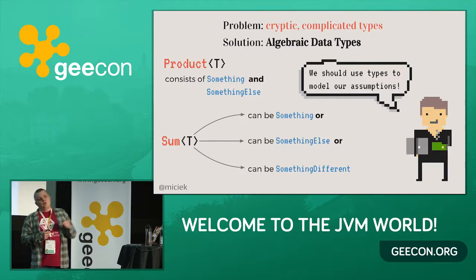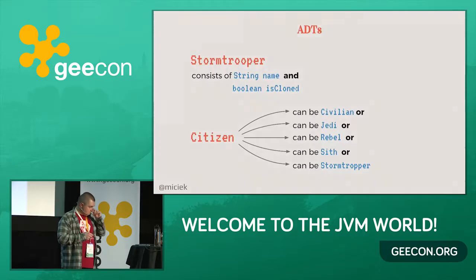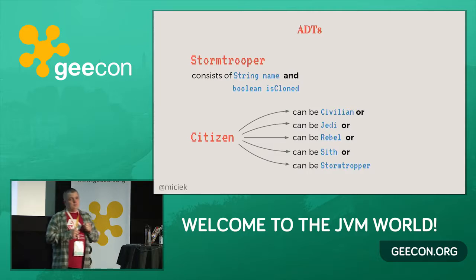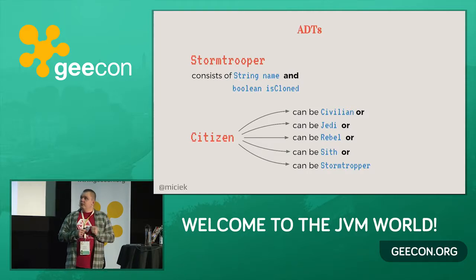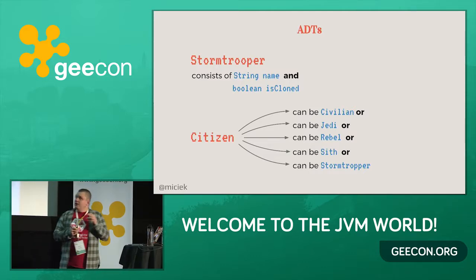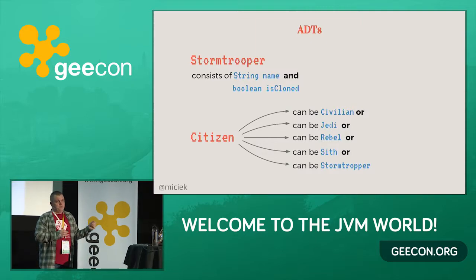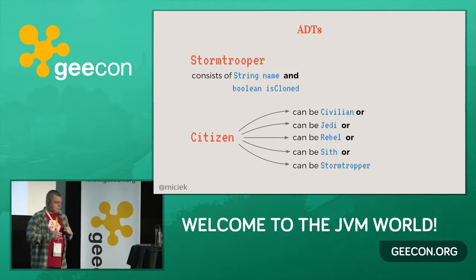And sum types are more similar to enums. So there can be only one concrete subtype. So a sum can be either this type, or that type. And we can, of course, mix them together. We have already seen some examples of ADTs in our application today. So Citizen is a sum type, because it can be either Jedi, Rebel, Sith, or Stormtrooper. And the Stormtrooper is a product type of 2 types, right? String and Boolean. And of course, Try and Option that we have seen so far are both sum types.